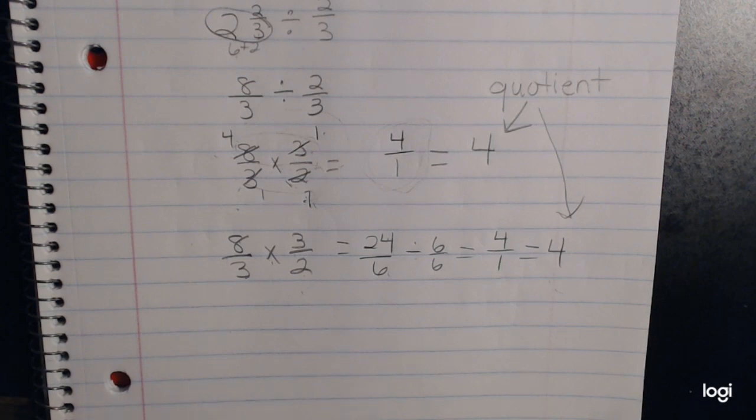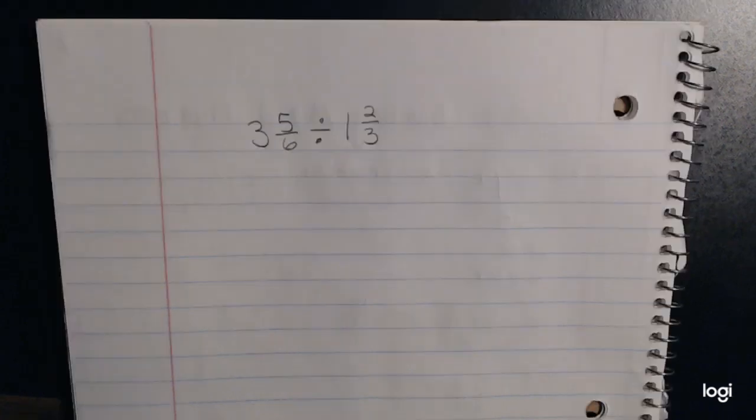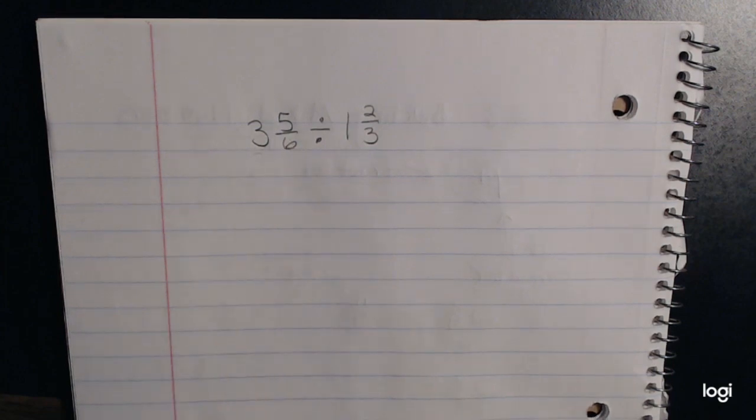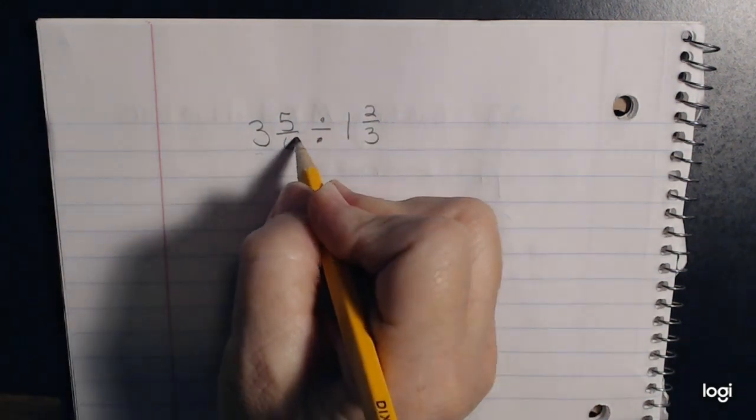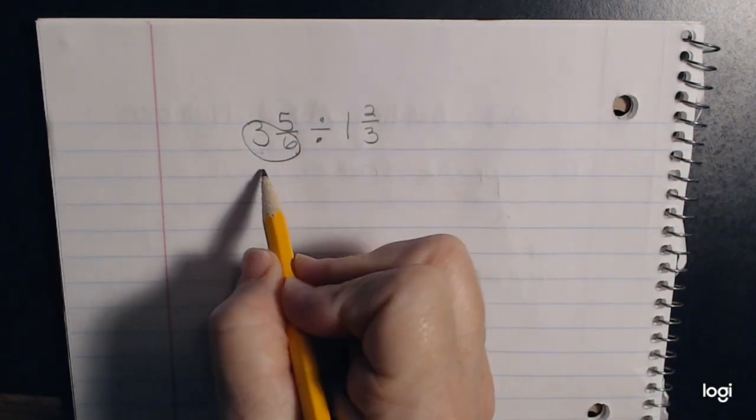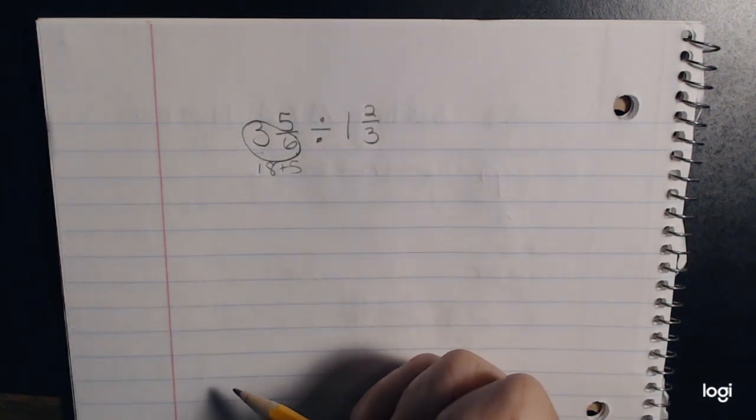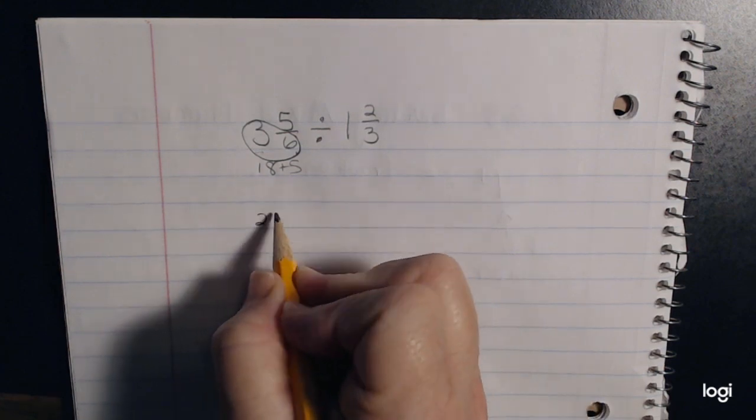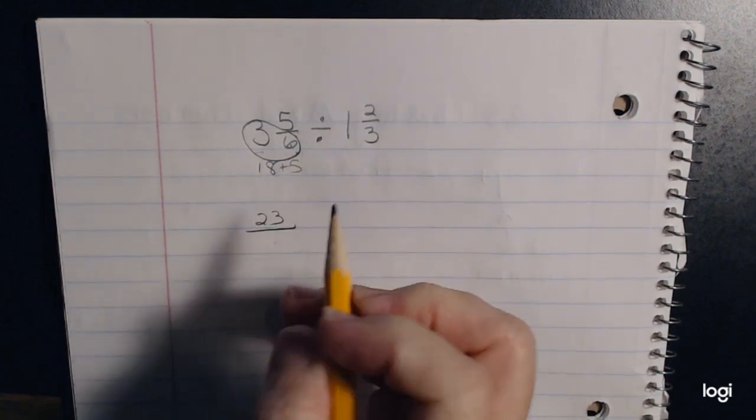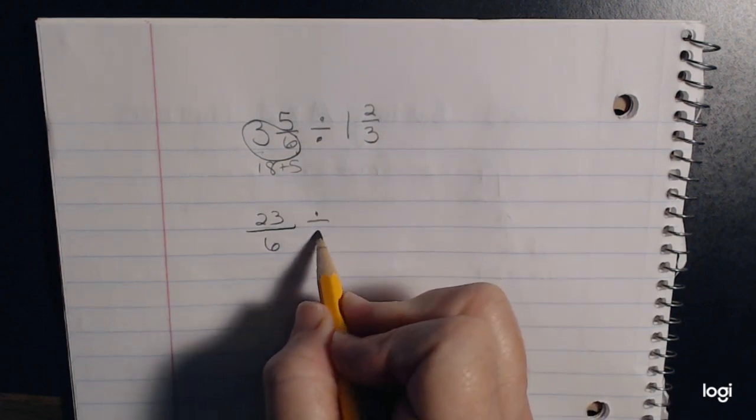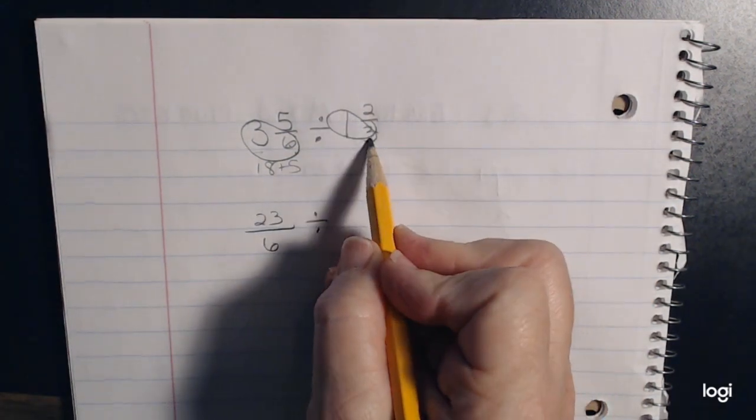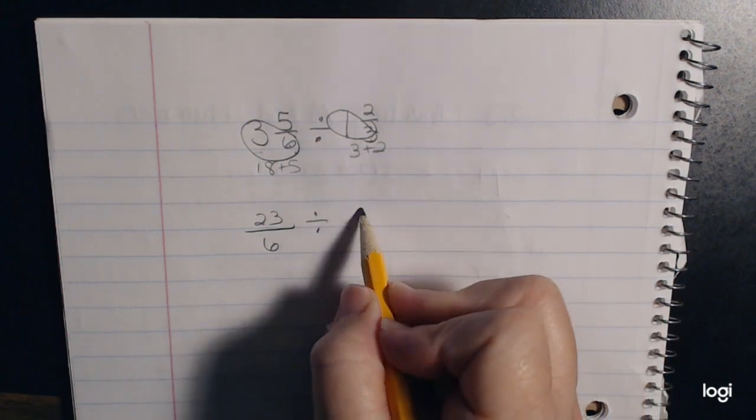All right, I need to find a new spot in my book. All right, so I found a new spot in my notebook here, and the problem I have written is the mixed number 3 5/6 divided by 1 2/3. We need to change those to improper fractions. 3 times 6 is 18. 18 plus 5 should be 23, so I have 23. Keep the same denominator. 1 times 3 is 3, plus 2 is 5.